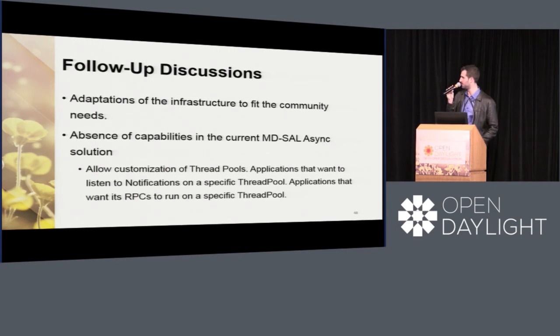That's all I had to say about this infrastructure. If the infrastructure interests the community, we will see what adaptations we need to make to fit the current community needs. We've seen some capabilities that we think are absent in the current MDSAL solution. Customization of thread pools. Let's say an application wants all of its notifications to run on a specific thread pool. Today, it would have to code it itself, right?